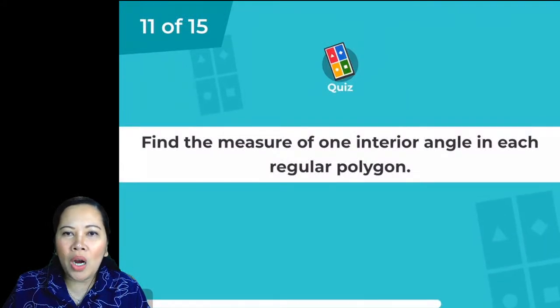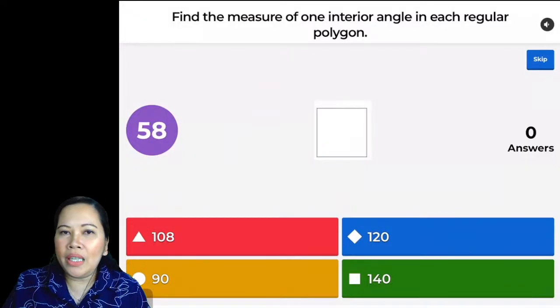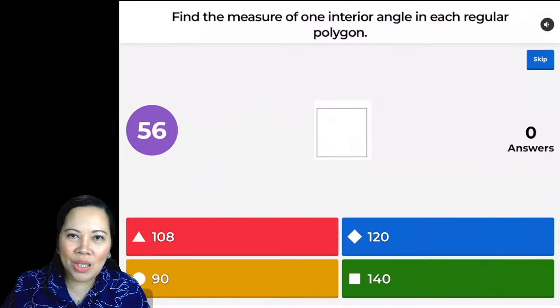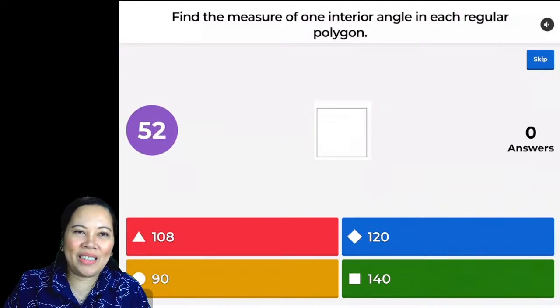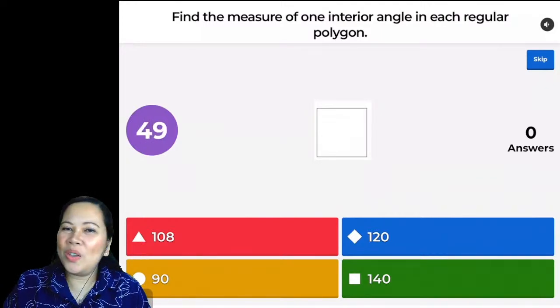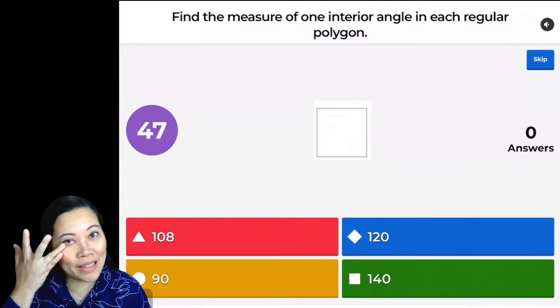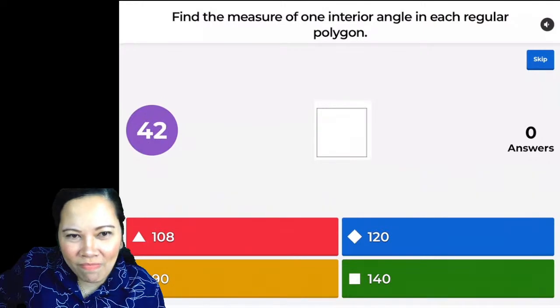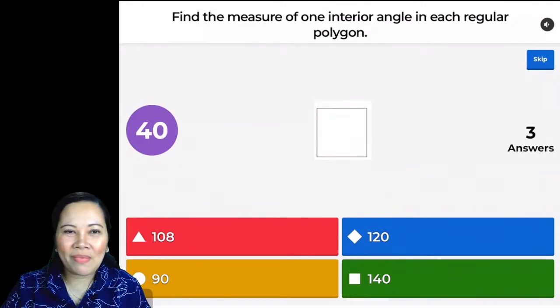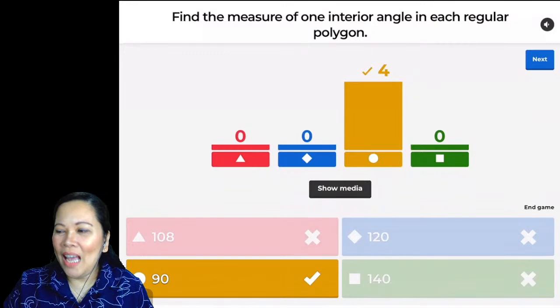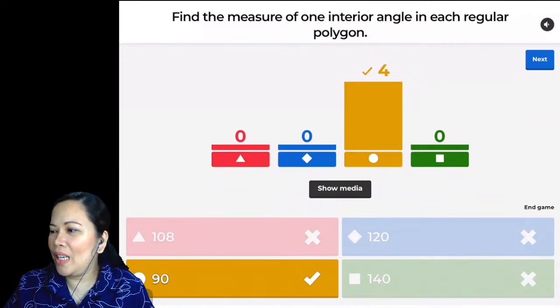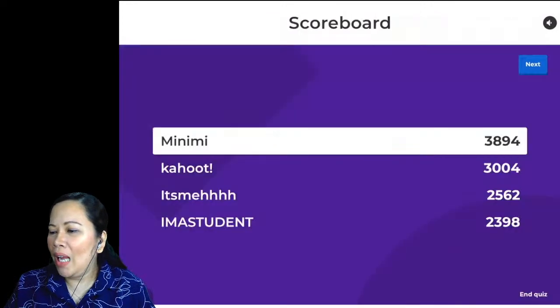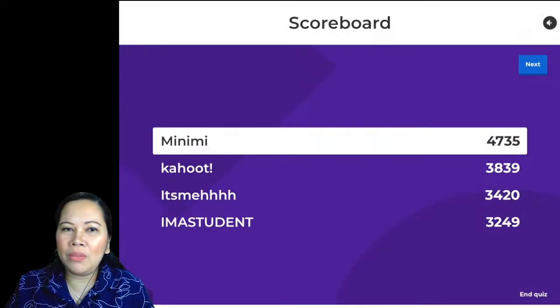Find the measure of one interior angle in this. You shouldn't be mistaken with this. Yes, that is correct. It's 90 degrees. Well done. And we have Mini-Me still on top, followed by Kahoot, and then It's Me, and then I'm a Student.